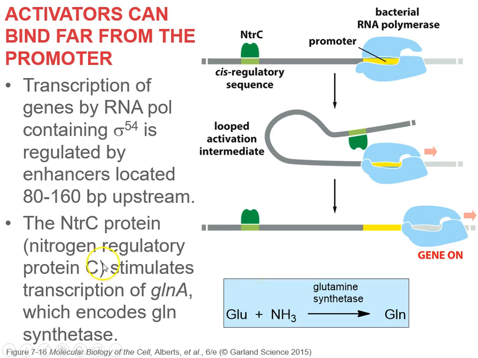The NtrC protein is the nitrogen regulatory protein C, and it stimulates transcription of glnA. glnA is the name of the gene that encodes the glutamine synthetase.